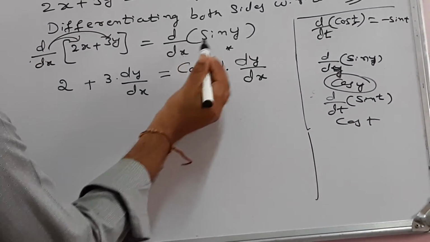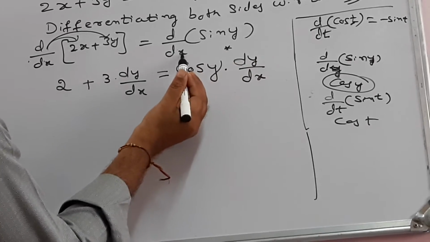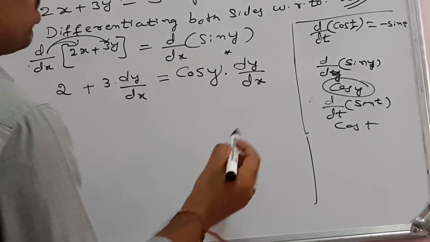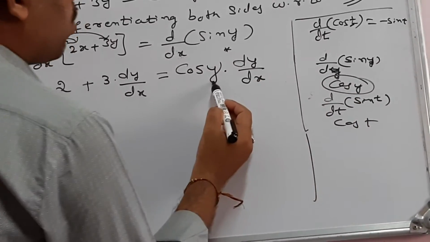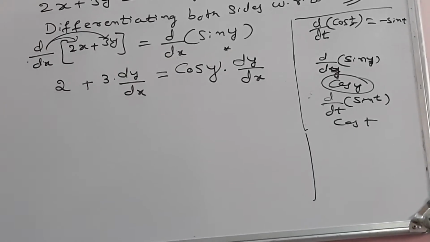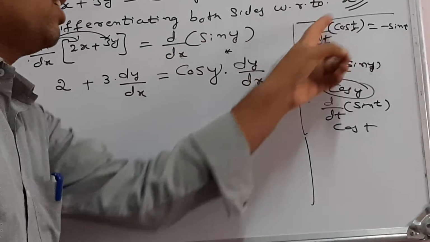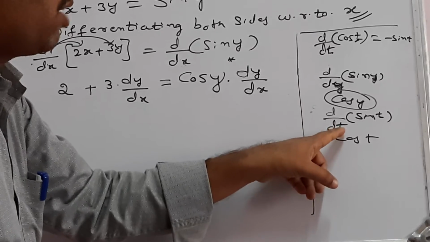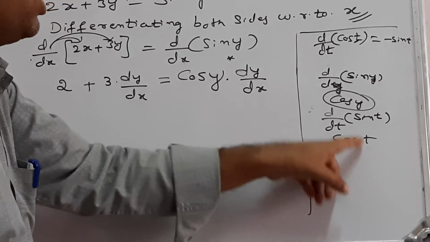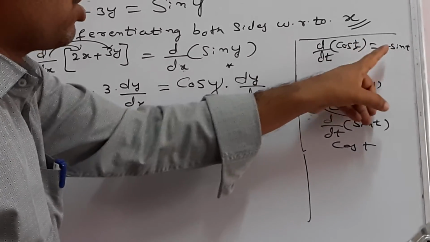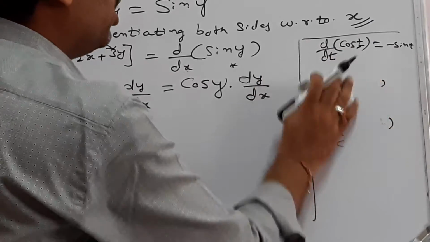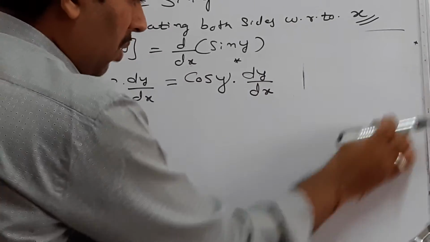So here we are differentiating sin y with respect to x. That's why we have written cos y into dy by dx, whatever variable we are differentiating with respect to x. Here we have differentiated with respect to t, that's why I have written cos t. So here also the derivative of cos t with respect to t is minus sin t. In this way we can use the formulas here.